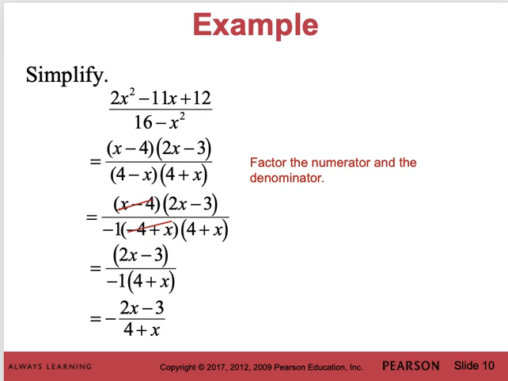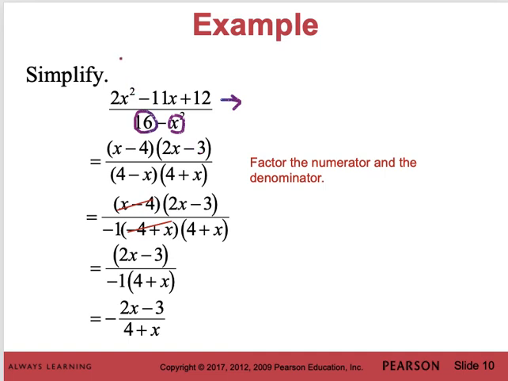Simplifying again, using our factoring that we've learned from our last chapter. So in the denominator, I noticed that 16 is a perfect square. So this is a squared minus b squared, so that would be 4 plus x and 4 minus x. And in the numerator, we can factor the numerator into x minus 4 and 2x minus 3.